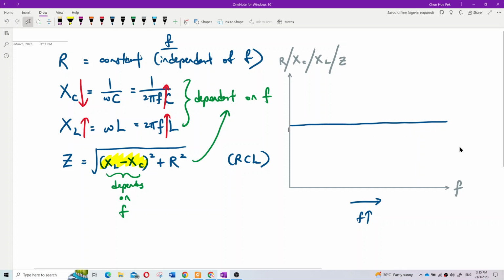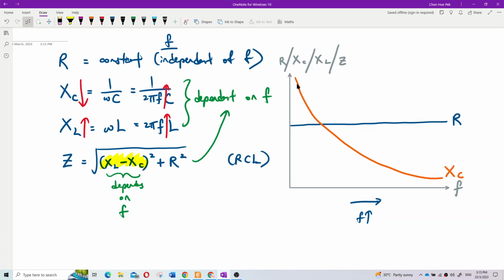This is for resistance. What happens to XC, class? What happens to XC if frequency increases? Decrease. Yes, if frequency increases, the XC will decrease, like this. This is for XC. What happens to XL if frequency increases?